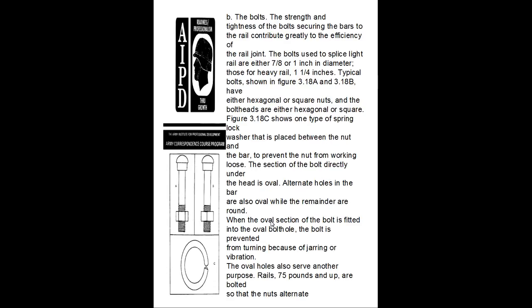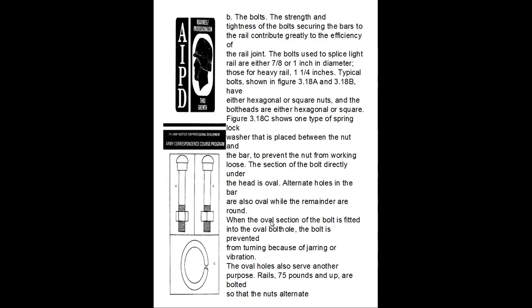The bolts join the lengths, tightening the bolts securing the bars and the rail, contributing greatly to the efficiency of the rail joint. The bolts used in the splice are on light rail either 7/8 or 1 inch in diameter, and on heavy rail 1/4 inch. Typical bolts are shown in figures 318 and 318B, with hexagonal or square nuts. The bolt heads are either hexagonal or square, shown in one type of the spring.